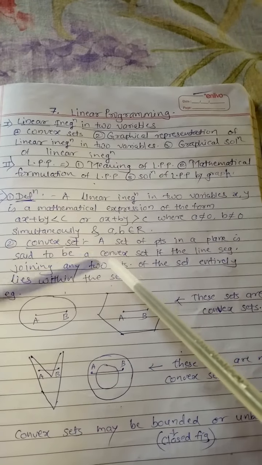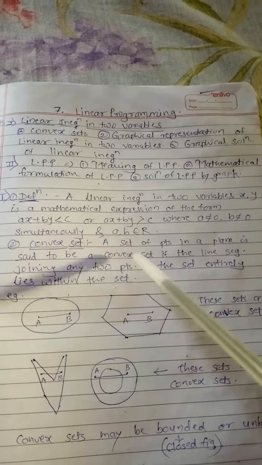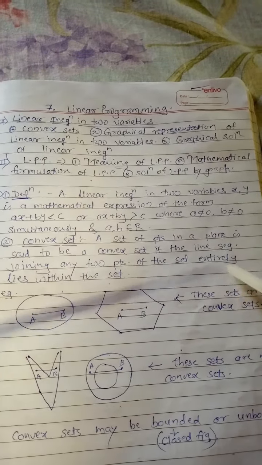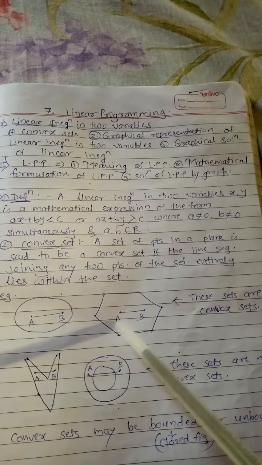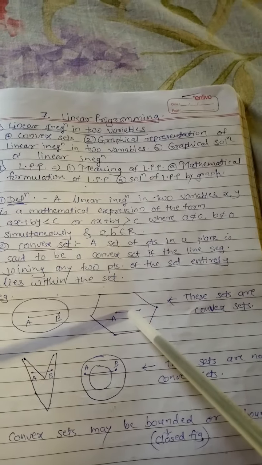So the definition is: a set of points in a plane is said to be a convex set if the line segment joining any two points of the set entirely lies within the set. Here this segment entirely lies in this figure, so this type of set is called a convex set.